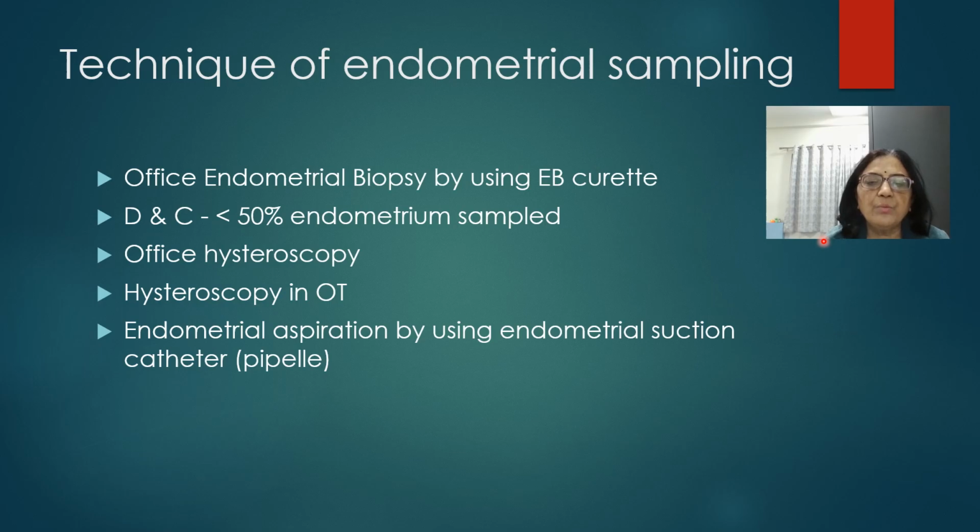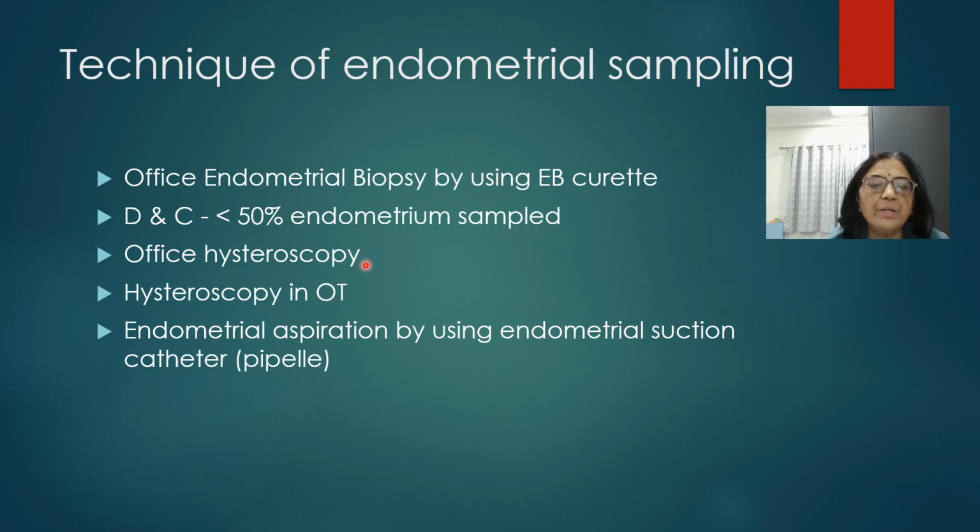Now, how we get the endometrium for the sampling is either we can go for an office endometrial biopsy by using an EB curette. Now, dilatation and curettage under anesthesia was done very frequently in the past, but it is no more being advocated. The reason is that it has been shown by studies that less than 50% of the endometrium is sampled. Even if we give anesthesia, shift the patient to OT, subject her to anesthesia complications, still dilatation and curettage is not very helpful. So that 50% of the endometrium which is not sampled might be containing hyperplasia or malignancy.